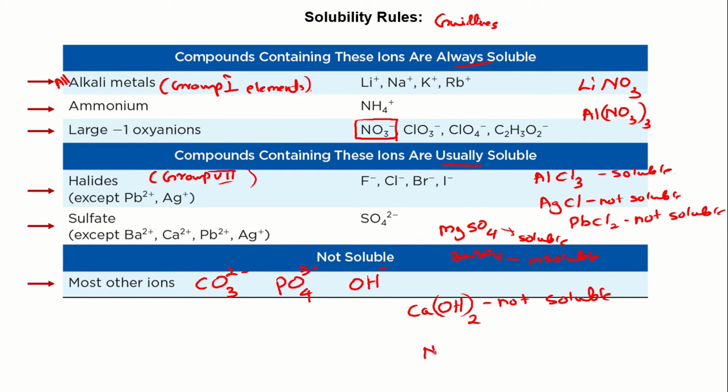But if I write sodium hydroxide, now you might want to think, are there any overlapping guidelines? What about here? Under always soluble substances, you have sodium. Sodium is a group 1 element. If you have a group 1 element, no matter what your anion is, it's going to be always soluble. And because of that, this will be soluble.